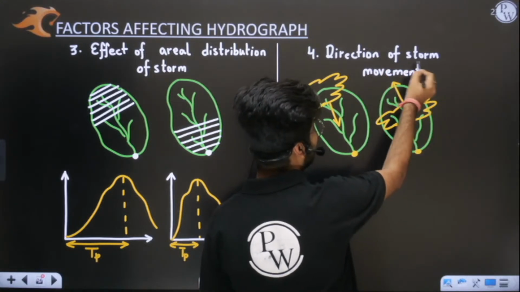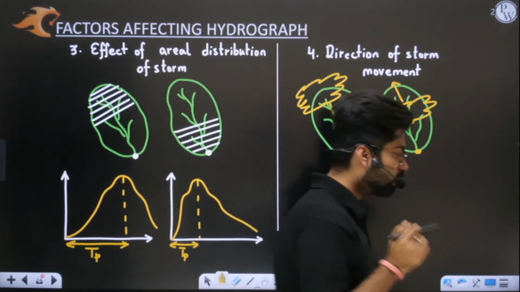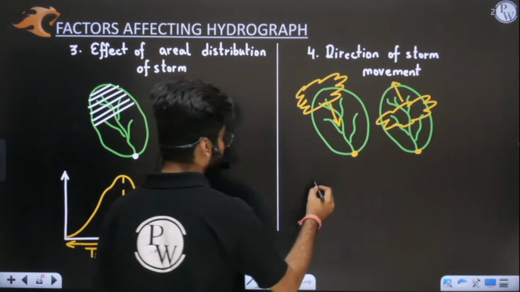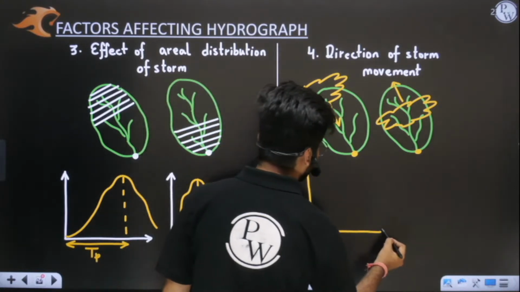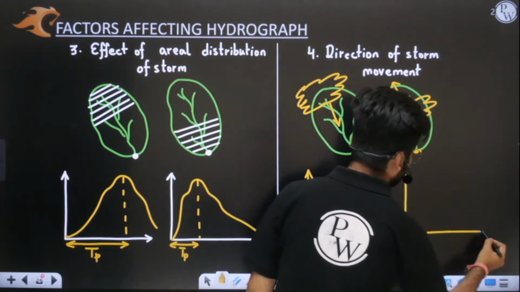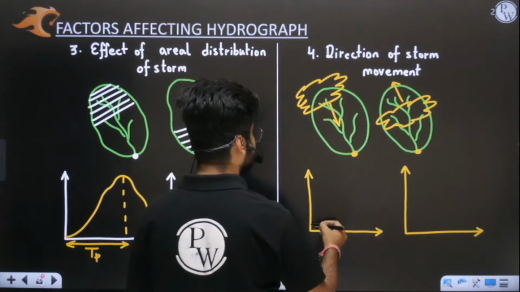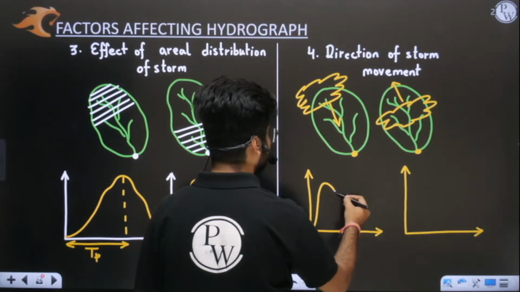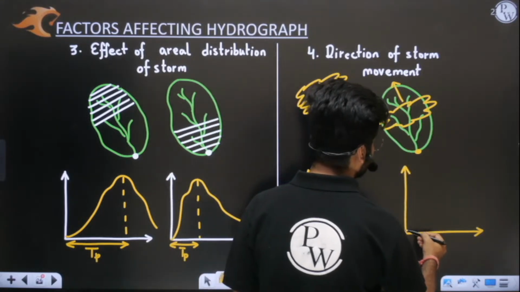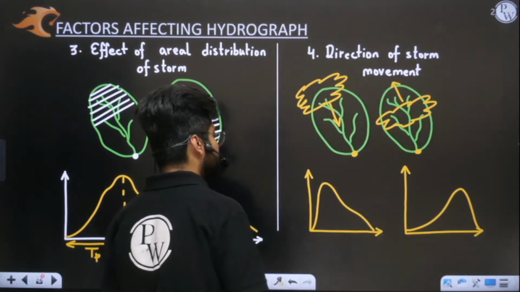So direction of storm movement means, is my storm moving away from or towards the outlet? Yes or no? Direction of storm movement means where the storm is moving. Sir, if it is moving towards the outlet, then obviously we will have quicker peaks, and if it is moving away, then obviously the peak will be delayed. Yes or no?